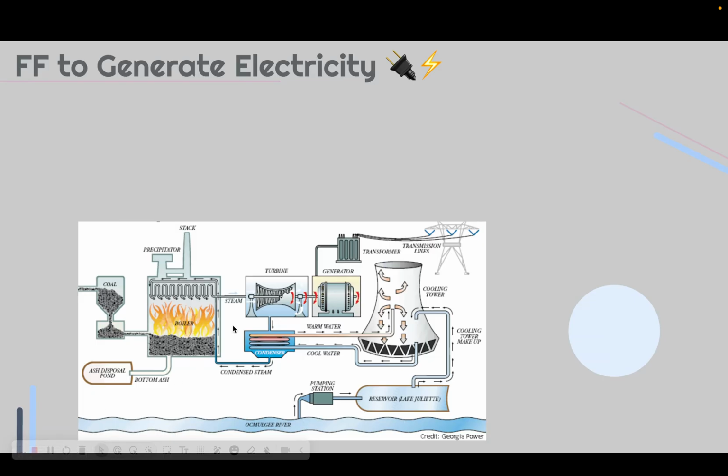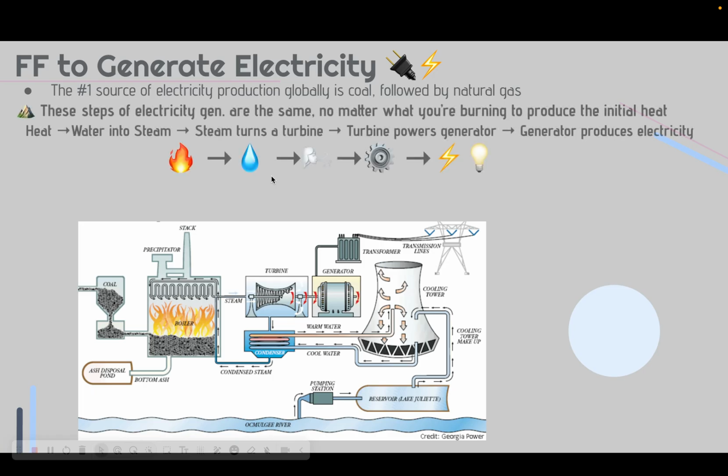Okay, so this picture is really important, and it's very important that you understand these steps. And so I'm going to explain this to you, and then this will be the same process for every type of natural resource that we're combusting to generate electricity. So, the number one source of electricity production globally is coal. That's followed second by natural gas and third by oil or petroleum products. And so basically, these steps are what's involved in the energy production.